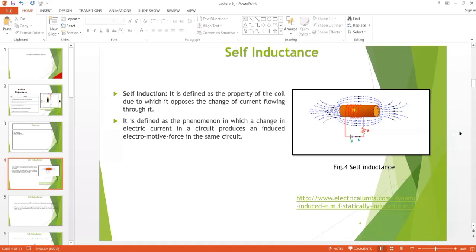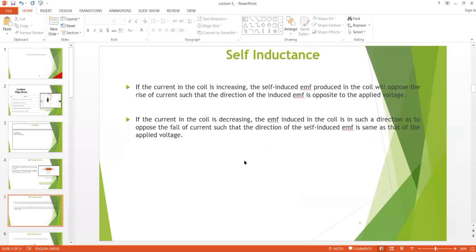It is a phenomenon in which the electric current in a circuit produces an induced electromotive force in the same circuit. If the current in the coil is increasing, the self-induced EMF also opposes the rise of current. So the induced EMF will be opposite to the applied voltage. That is the concept of self-inductance. Similarly, if the current is decreasing, the EMF is induced in the coil in such a direction as to oppose the fall of current. Remember two things: if the current in the coil is increasing, you are talking about the rise of current, and if it is decreasing, you are talking about the fall of current.